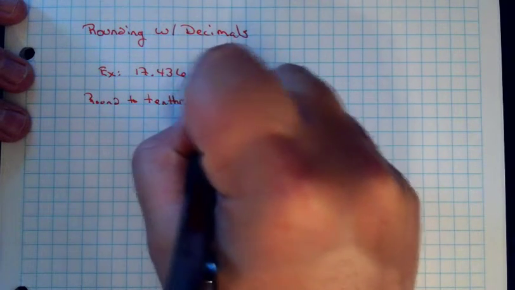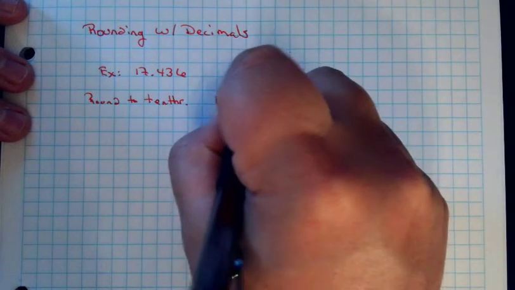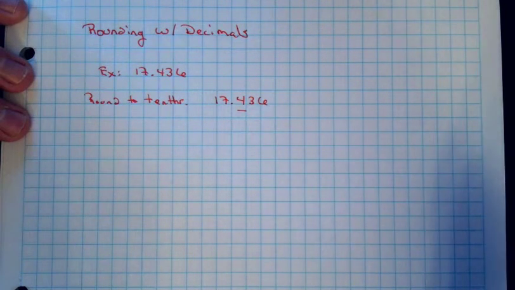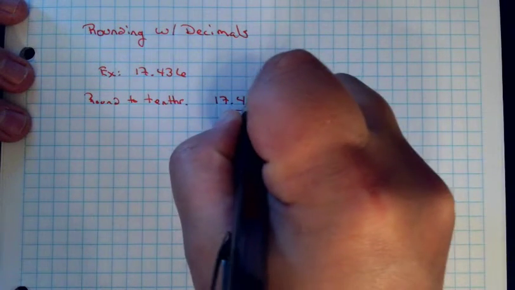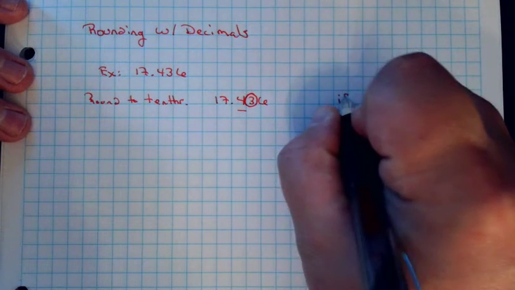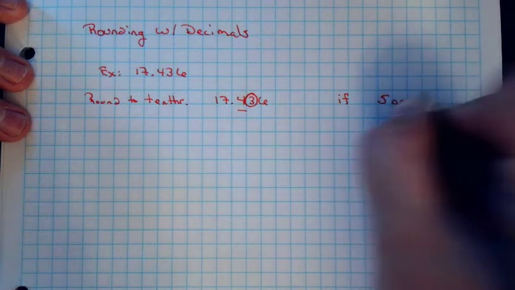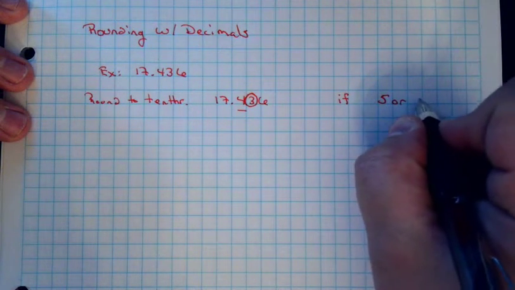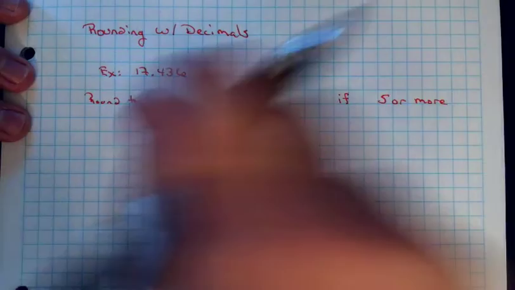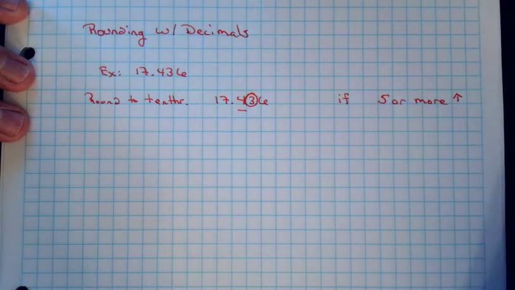Well, what we do is we take the number, 17.436. We identify the 10th spot. Here it's a 4, which is the numeric value in that 10th spot. And then we take a look at the number to the right of that, which is what we would do in normal rounding. That number is a 3. So if it's 5 or more, we're going to take the number that's underlined and we're going to go up with it.